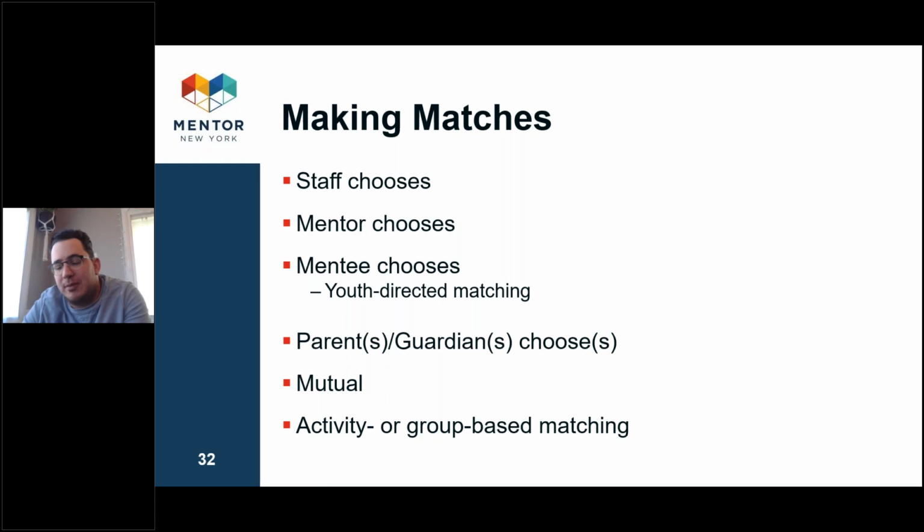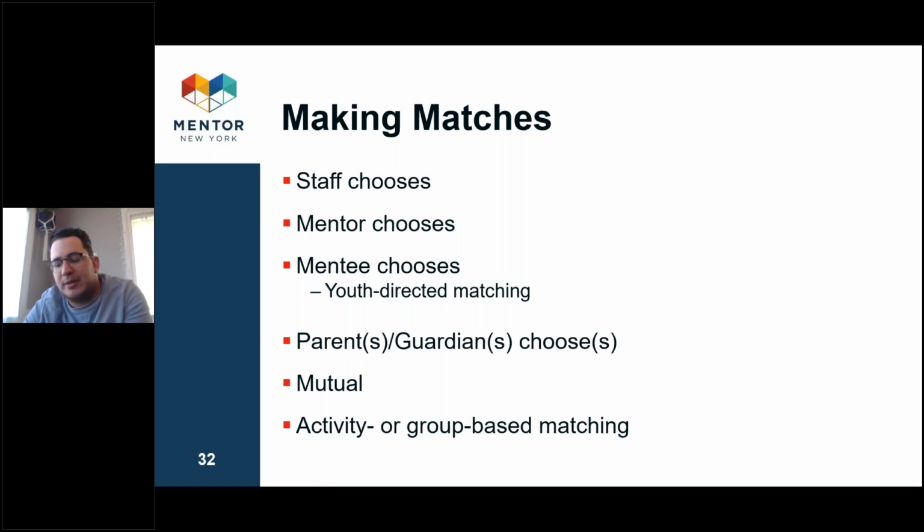Mentee choosing can actually be really powerful. And even with parent and guardian input, even if they're not specifically choosing, I do think it's always good to incorporate what a parent, guardian, family member, or mentee articulates as what they're looking for in a mentor. They're going to know what they want, and so taking those recommendations seriously is always a good thing.